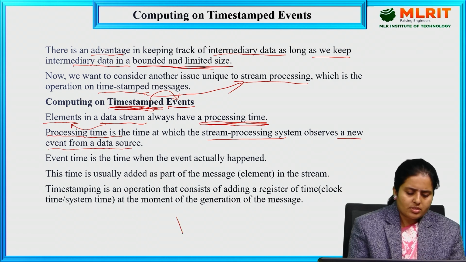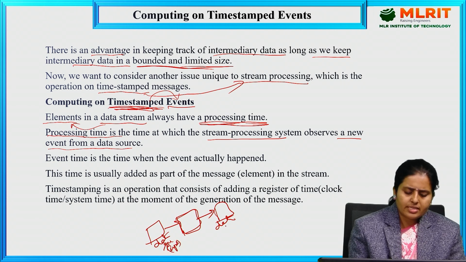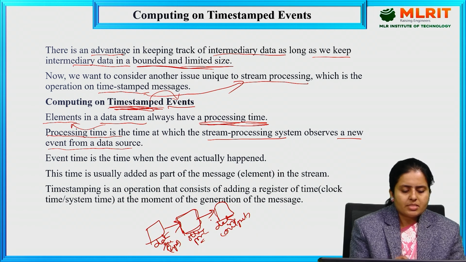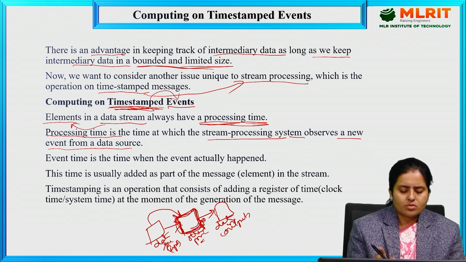The stream processing system works as an intermediary device in between data source and data sink. Data source is nothing but an input device, and data sink is nothing but an output device. In the middle of this comes the stream processing engine. Processing time is the time at which the stream processing system observes a new event. When a new event comes to the stream processing engine, that is the processing time of this particular stream processing device.